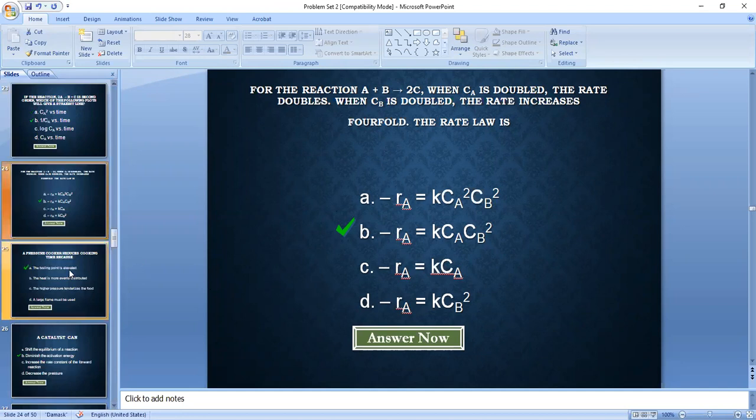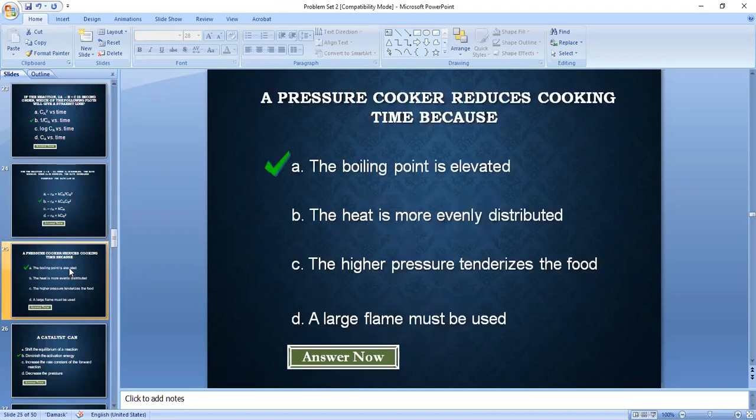Okay, so we go to 25. A pressure cooker reduces cooking time because, so we have the choices here. The boiling point is elevated, the heat is more evenly distributed, the higher pressure tenderizes the food, or a flame must be used. So the answer is this, of course. We increase the pressure, the temperature also increases. So that tenderizes the meat. So it reduces the cooking time because it tenderizes the meat faster. It elevates the boiling point. Okay, increasing pressure elevates the boiling point.